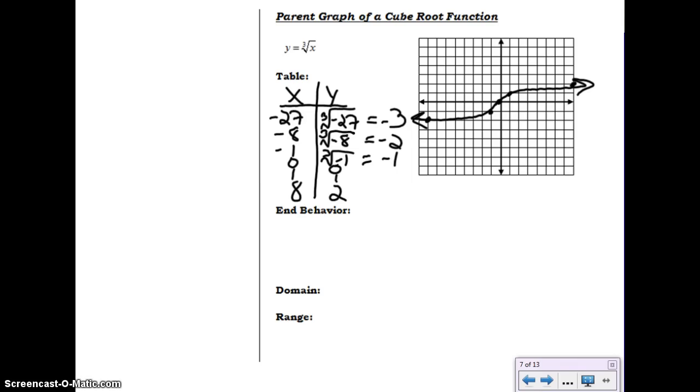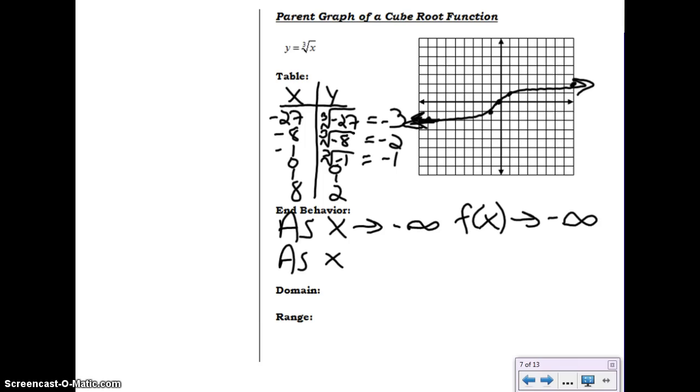Notice how this one does go from negative infinity to positive infinity. It doesn't stop and have a restricted domain like the square root function did. So for this one, our end behavior can go to negative infinity and positive infinity. So I can say, as x goes to negative infinity, f of x also will continue to go down here. It goes down very slowly, but it does go down to negative infinity. And as x goes to positive infinity, f of x also goes to positive infinity because it continues to go upwards. Very slowly, but it does go up.